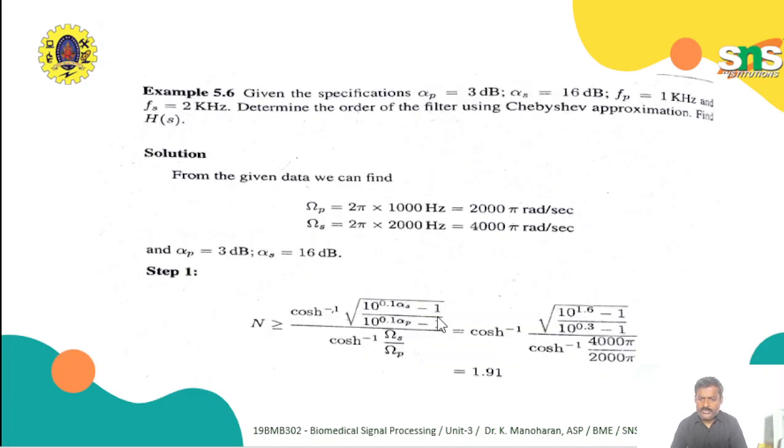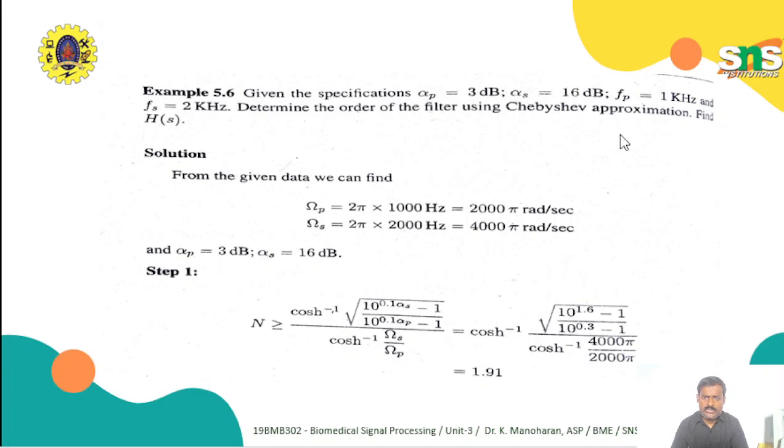Look at, we can see one problem. The given specification: alpha p is 3 dB, alpha s is 16 dB, fp is 1 kHz and fs is 2 kHz. Determine the Chebyshev approximation, find H(s). The frequency is given in hertz, so I am going to convert it to radians per second.